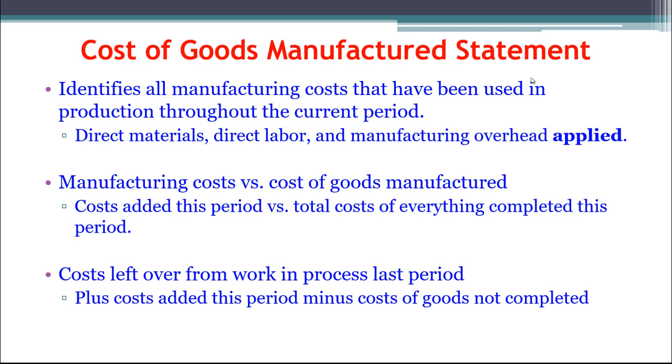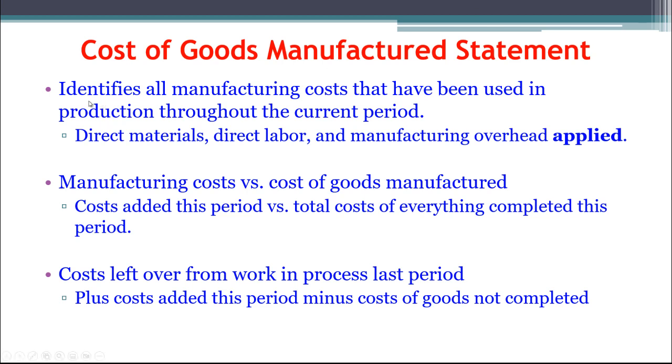Now, the purpose for this statement is to identify all of the costs incurred in producing and finishing products during this period. So when you see the word cost of goods manufactured, another way of thinking about that is the cost of goods finished statement. Those that are completed. That's the goal of this, because then this is going to move on to the cost of goods sold, where we need to know how many units we completed and how many units we sold.